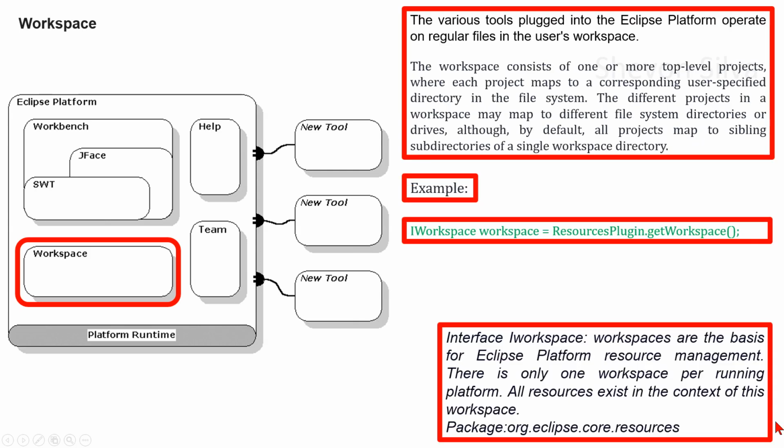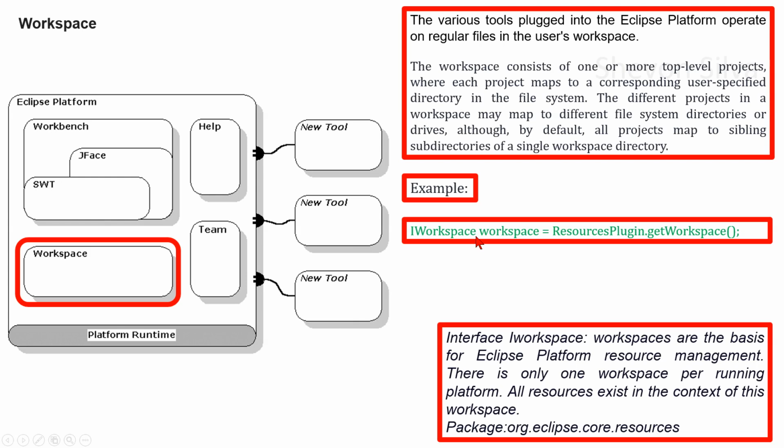As an example, we can consider this code segment. IWorkspace workspace equals ResourcesPlugin.getWorkspace. Interface IWorkspace. Workspaces are the basis for Eclipse platform resource management. There is only one workspace per running platform. All resources exist in the context of this workspace.